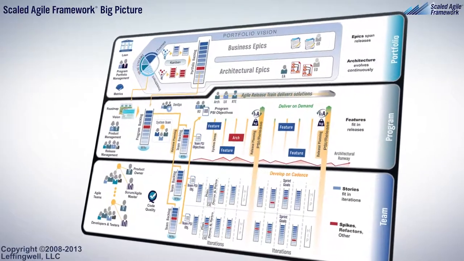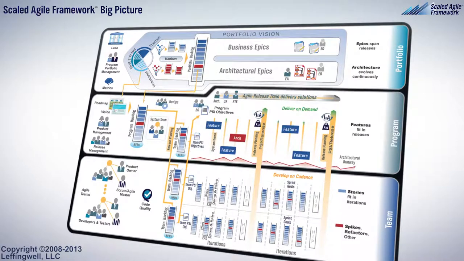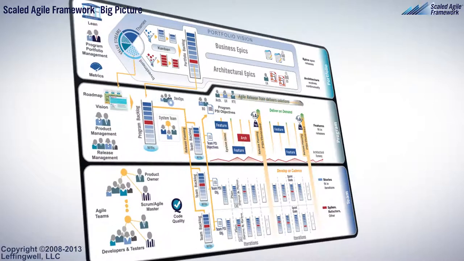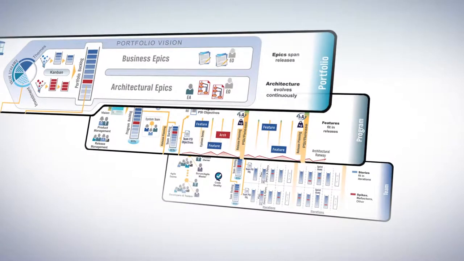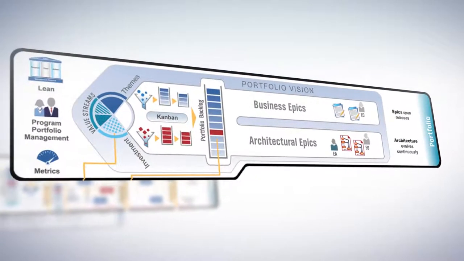This big picture graphic of the Scaled Agile Framework highlights the individual roles, teams, activities, and artifacts necessary to scale Agile from the team to program to the enterprise level. The portfolio represents the highest level of solution definition and governance in an instance of SAFe in the enterprise. The decisions that are made here drive the overall economics, and therefore, managing the portfolio in an effective, lean, and agile fashion is a critical concern.